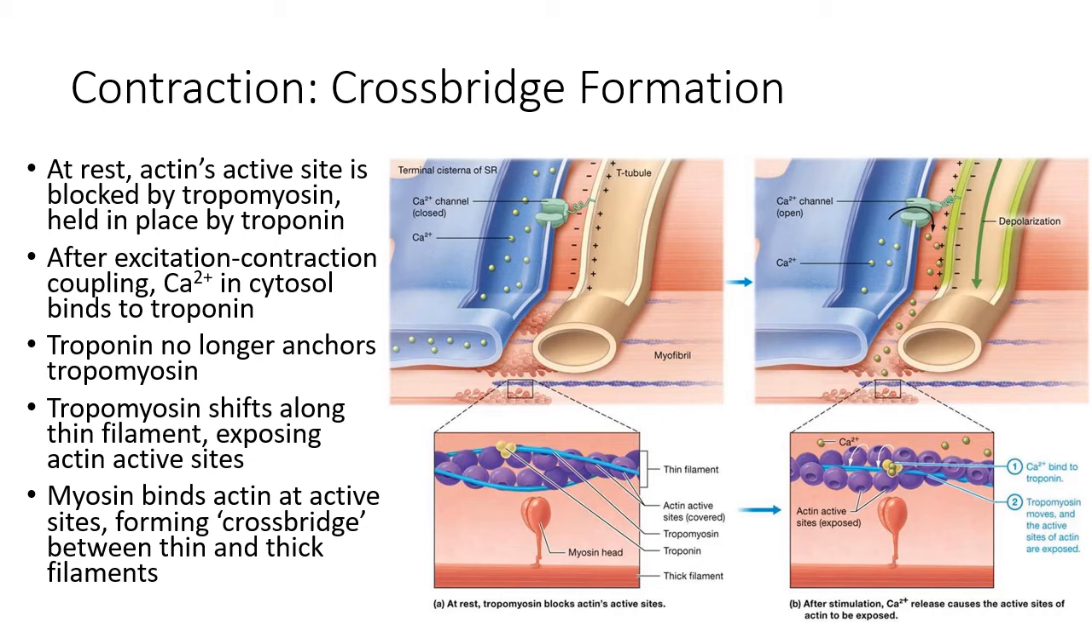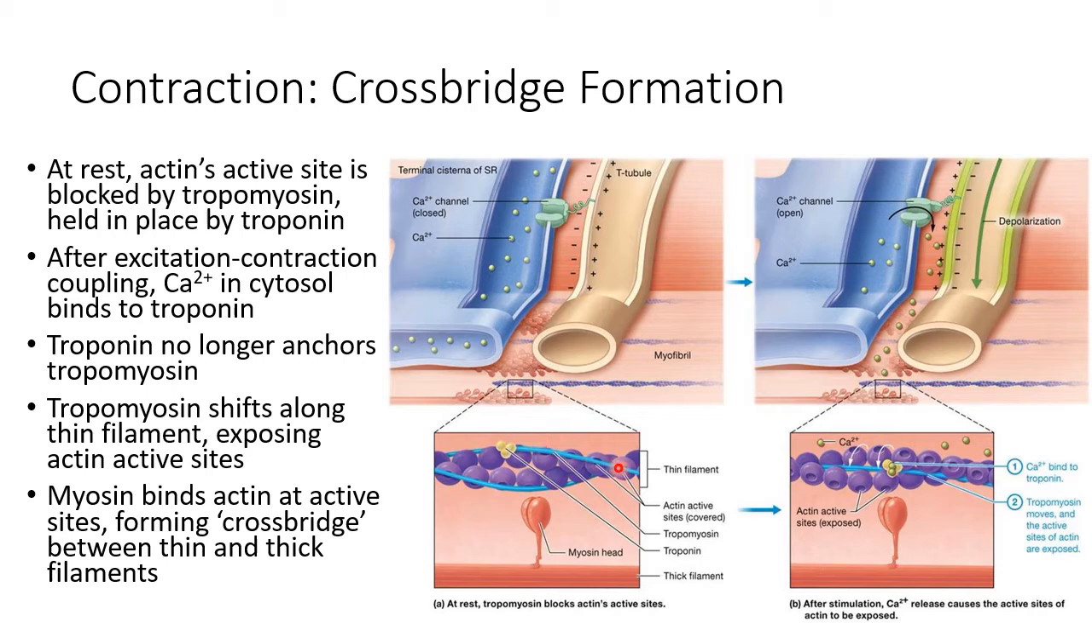So after you have the excitation-contraction coupling phase, at the very end of that you get calcium exiting the sarcoplasmic reticulum, entering the cytosol. When the calcium enters the cytosol, it's going to bind to troponin. So here this troponin has a couple little green calciums attached to it. When calcium binds to troponin, it's going to move it out of the way. And when the troponin moves, then the tropomyosin is going to move out of the way. So now these actin active sites are exposed.